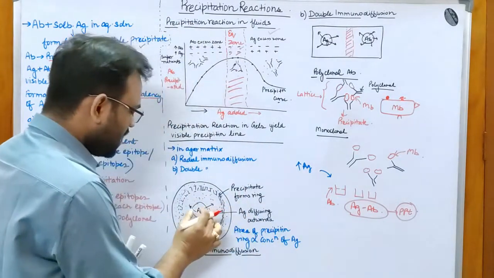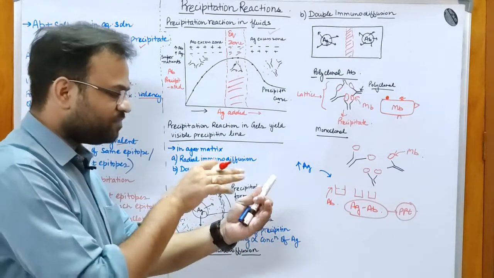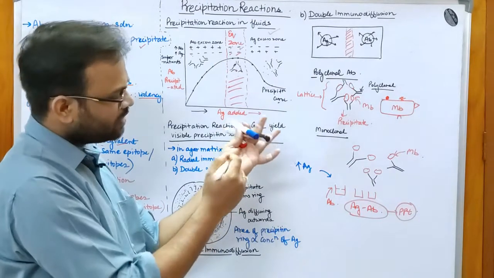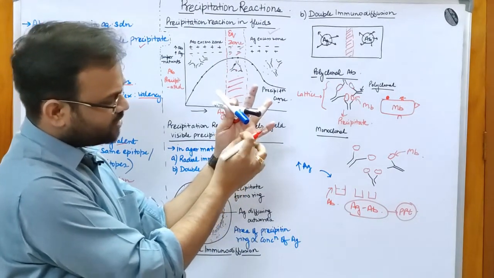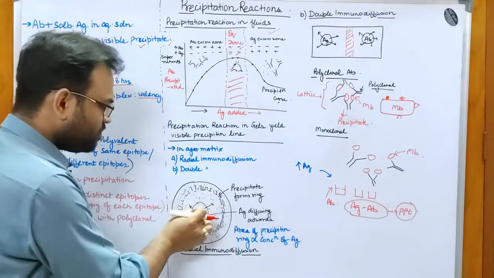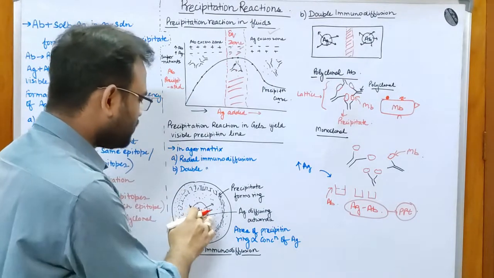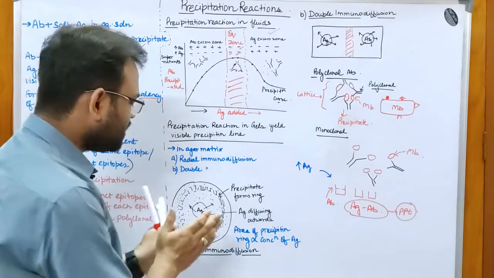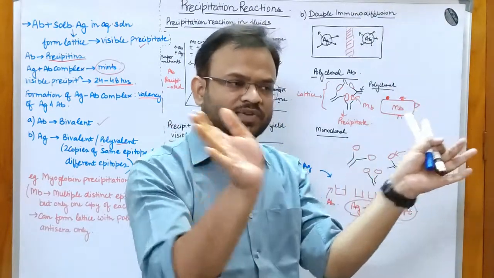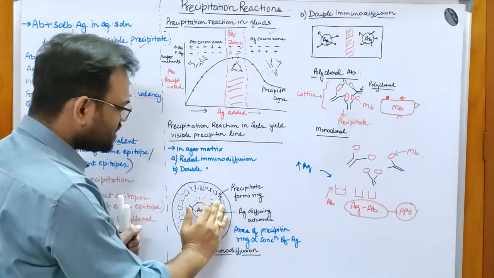What I do is I cut a trough in the center of the gel. Suppose this is the gel, in the center of the gel I cut a trough, I remove the gel from here and then I put in my antigen over here. Now what will happen? Definitely the antigen will diffuse outwards, it will start diffusing outwards, and as it is diffusing, what will happen?